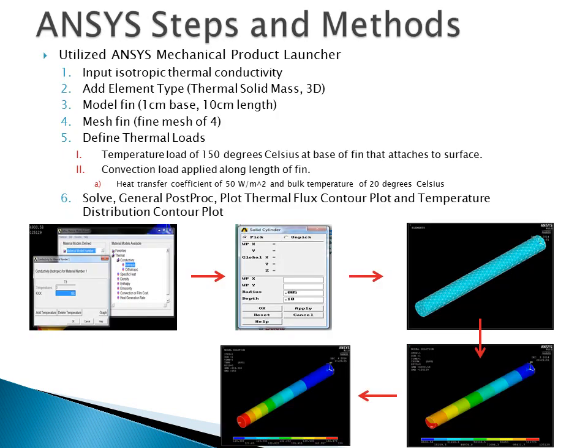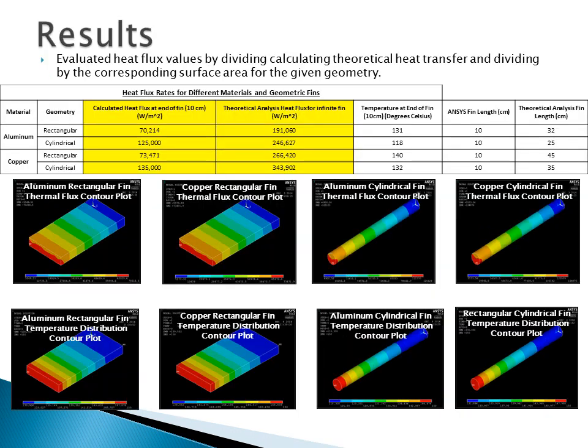We first inputted the isotropic thermal conductivity, then added the element type, then modeled the fin, then meshed the fin. We then defined the thermal load, including a temperature load at its base and a convection load along the length of the fin. We then solved the problem and plotted our contour plots.